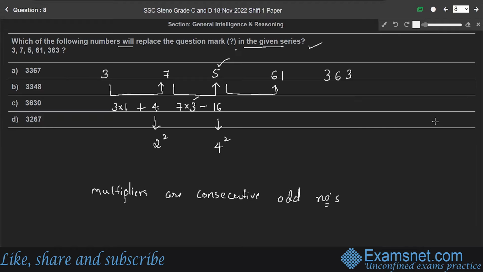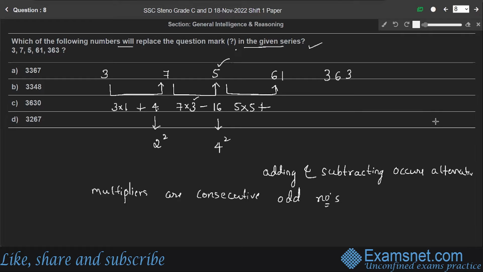To get the fourth number, 5 should be multiplied with the next odd number after 3, which is 5, right? And in the next step, we have to add a number. So adding and subtracting occurs alternately, right?